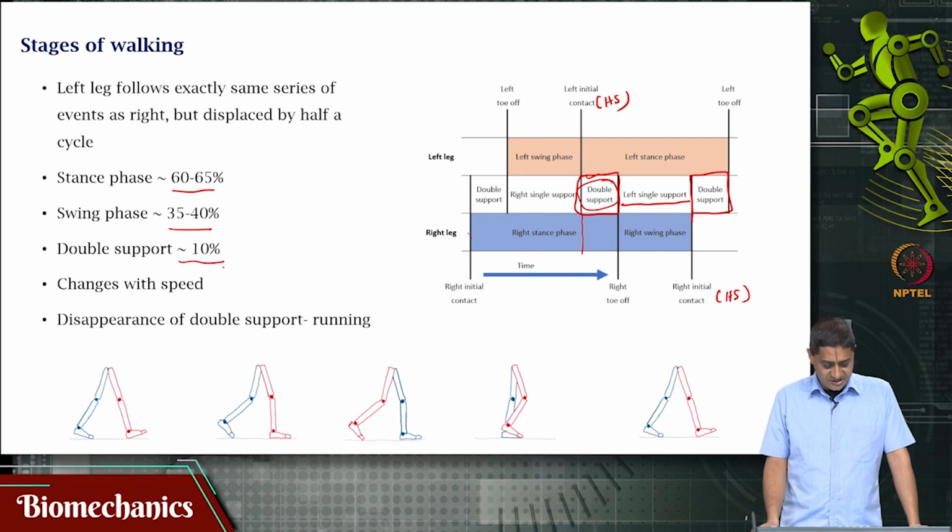Of course, there is a fundamental difference between walking and running, because there is a walking race in Olympics and there are running races. What is the walking race supposed to be? You should not ever have a single support walking. Single support walking throughout, or disappearance of the double support, essentially constitutes running. Walking is a situation in which there is at least some amount of double support phase.